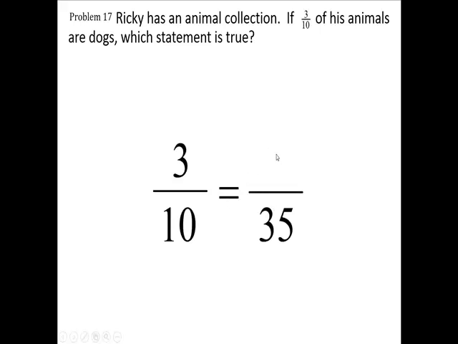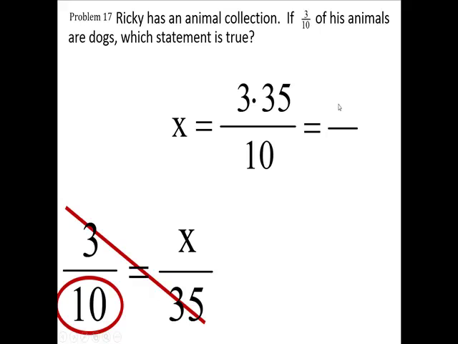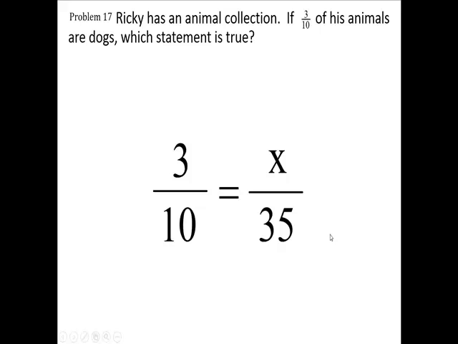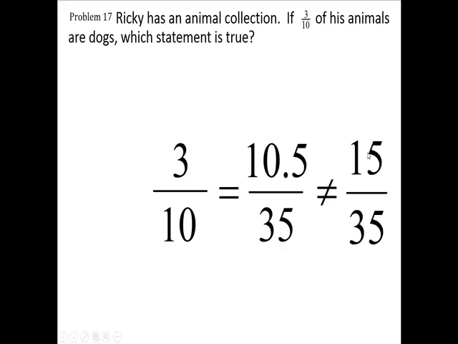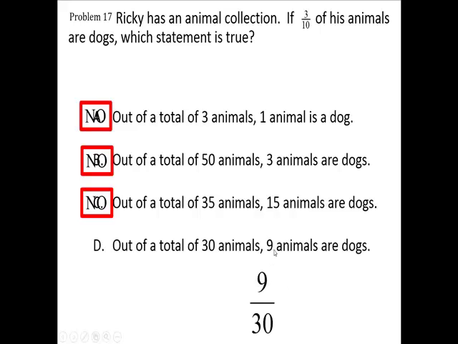Well, what number would you have up here? What's the unknown here? 3 times 35, cross multiply and divide by the 10. 3 times 35 is 105. Divided by 10 is 10.5. And that is not equal to 15 over 35. 10.5 doesn't equal 15. Throw out that one. So this better be the right answer.